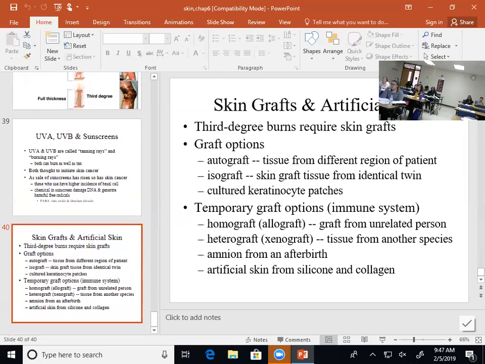I don't ask you about these terms, but you should know these prefixes. Auto means self, doesn't it? So autograft means that you're getting it from a different region on a patient. I always thought that was so insulting. I really did.